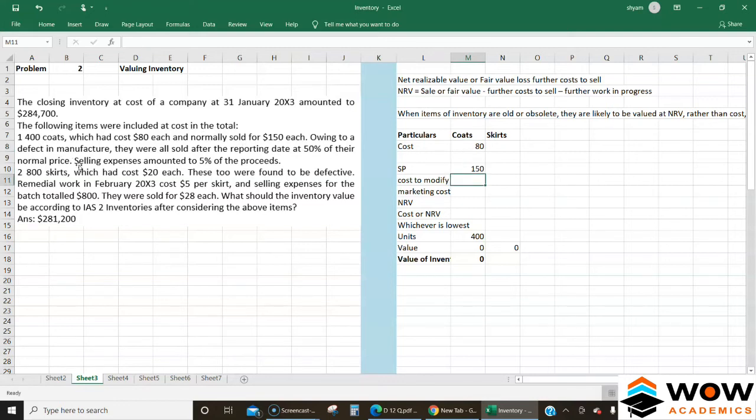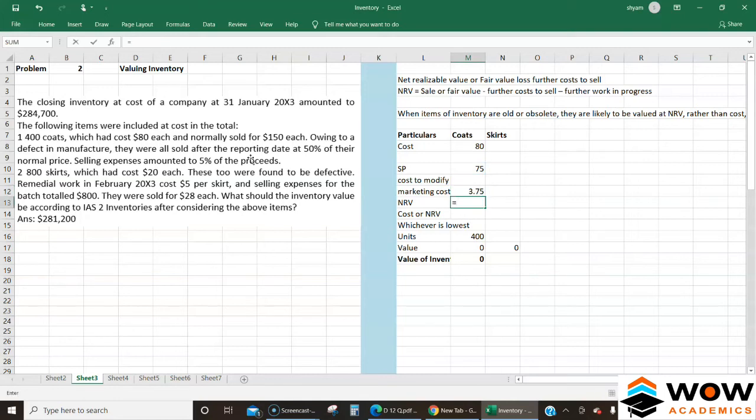Owing to a defect in manufacture, they were all sold after the reporting date at 50% of their normal selling price. So we could put that into 0.5. So they were sold at 75. Selling expenses amounted to 5% of the proceeds. Okay, so selling expense is 5% of this number, so that's 3.75.